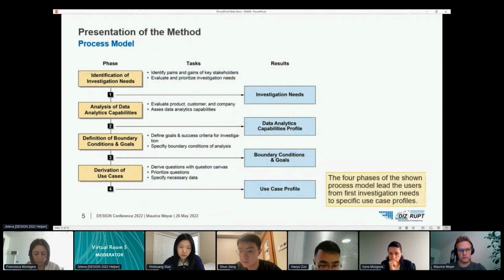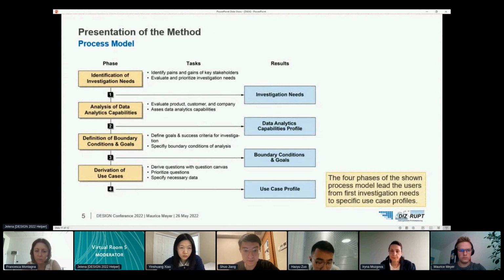In our paper, we focused on the early phase, the planning phase of data-driven product planning, and we addressed the research question of how to successfully plan the analysis of use phase data in product planning. For this, we developed a process model with 4 phases. The first phase is the identification of investigation needs. In this phase, we identify pains and gains of key stakeholders, evaluate and prioritize these.